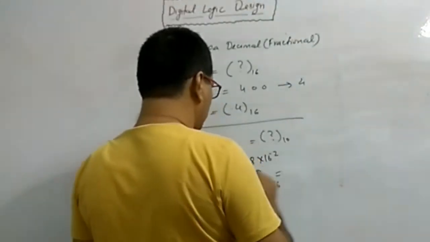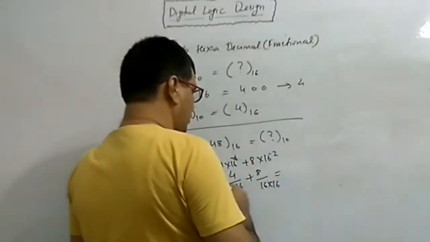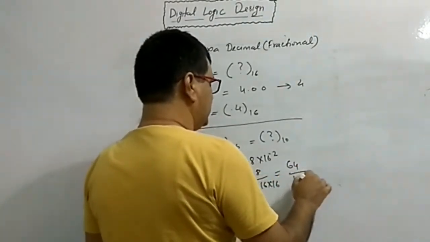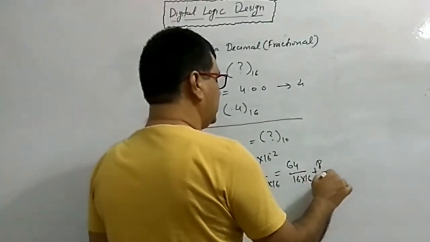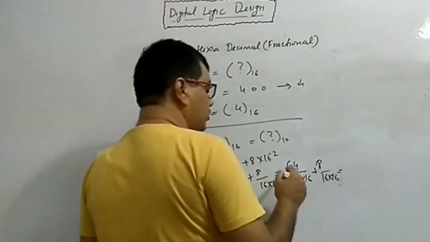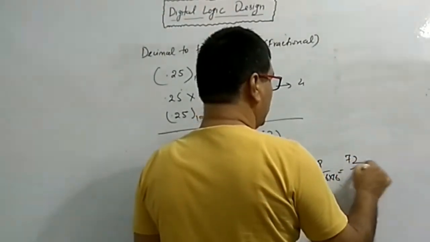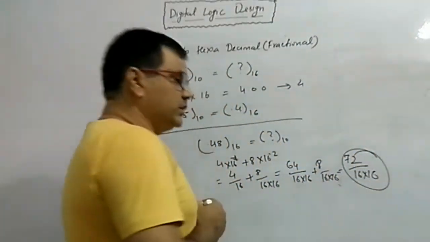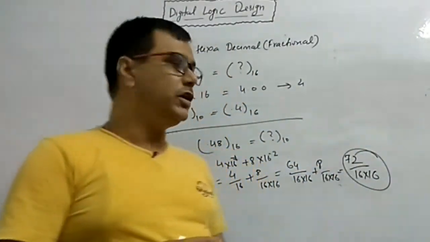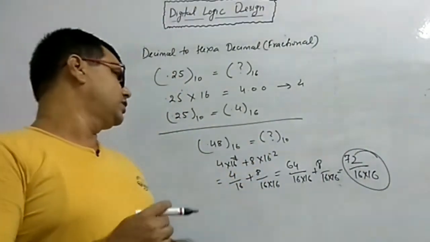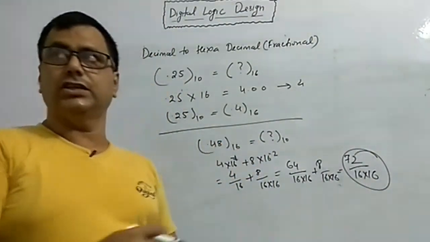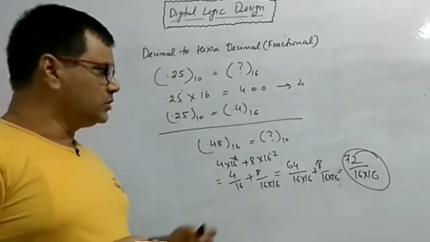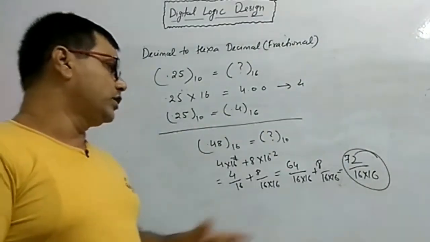and that is equal to 64 upon 16 into 16 plus 8 upon 16 into 16, which is equal to 72 upon 16 into 16, and after calculating this, it will lead to the fractional part. That will be the equivalent decimal number of the hexadecimal number. So this way you can simply convert, and similarly you can do the reverse process.